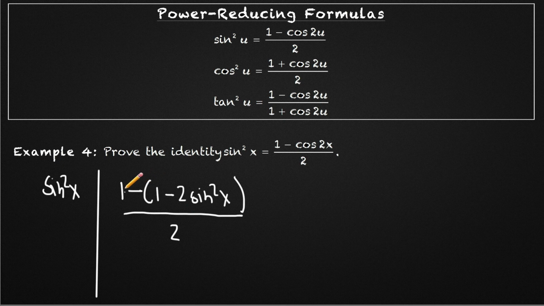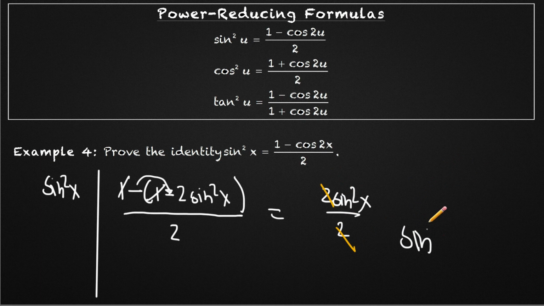All right, so now I have 1 minus 1, and then I have this minus and this minus are going to distribute and make a plus. So the 1 minus 1 is going to cancel, and then I'm left with 2 sine squared x divided by 2. And you can see where this is going. The 2's are going to cancel, leaving you with sine squared of x equals sine squared of x.